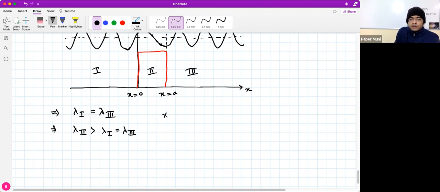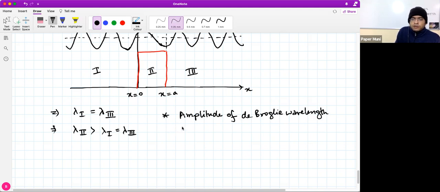Now the amplitude of the de Broglie wave will be more in region 2 compared to regions 1 and 3.